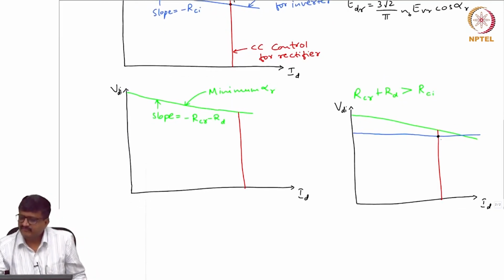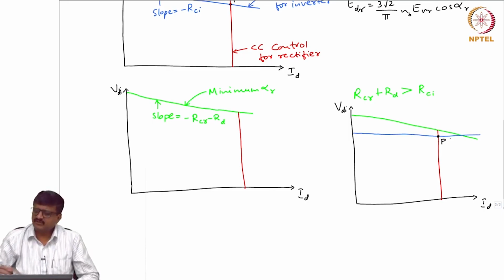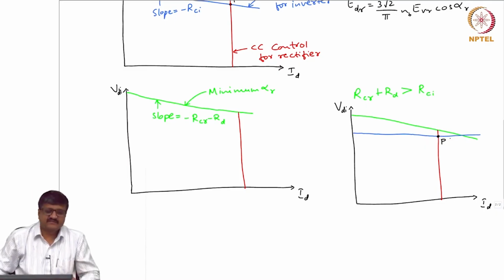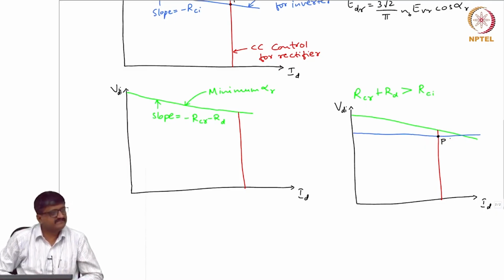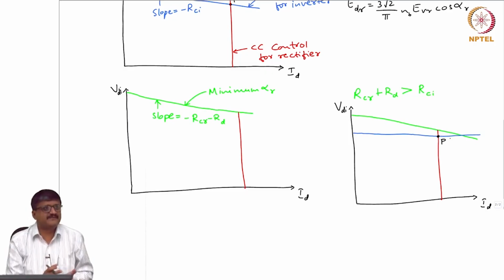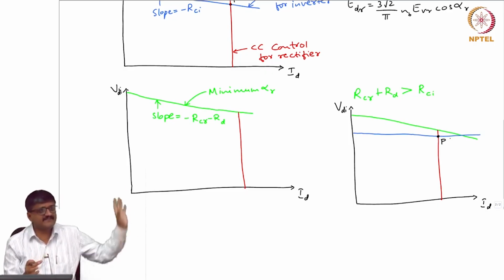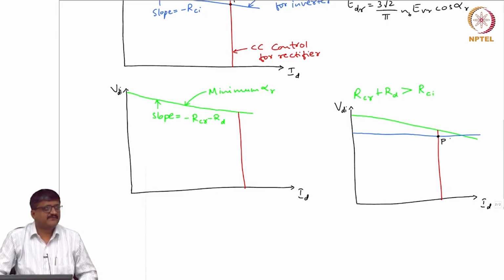Now, if P is the point of operation, suppose the AC system voltage on the rectifier side decreases. What happens to minimum alpha R? Alpha R is constant, but the AC system voltage on the rectifier side decreases. The DC voltage VDI also decreases, so this minimum alpha R curve also moves down.